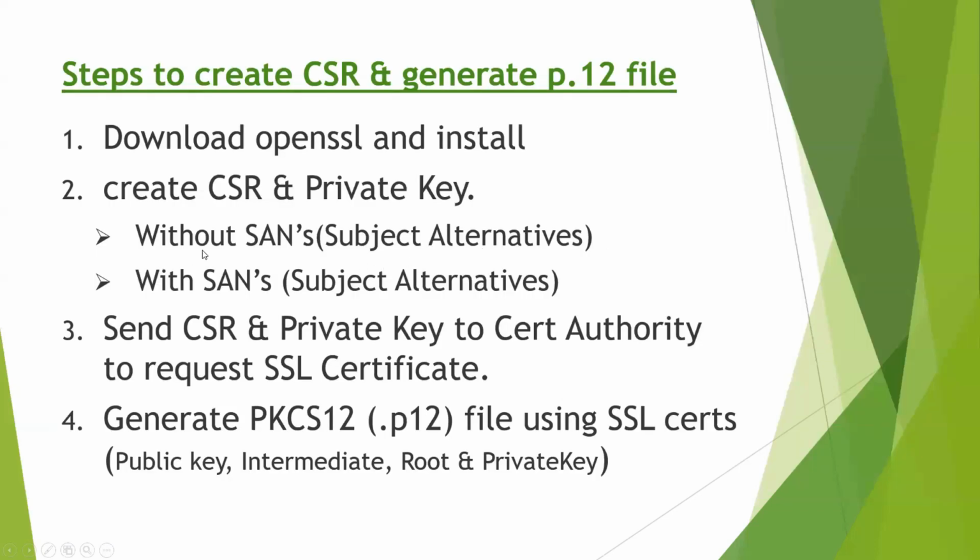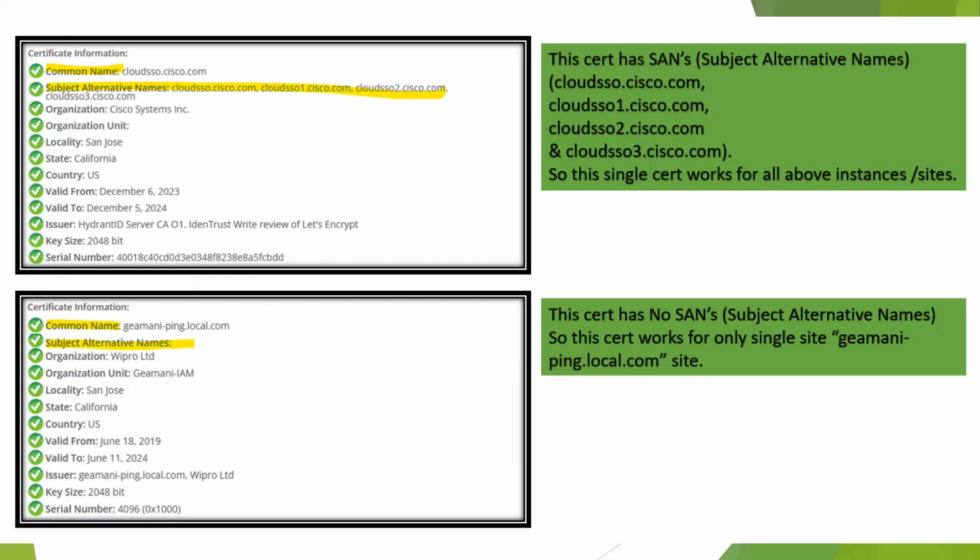Without SANs means that the certificate you are requesting will be only for one domain. For example, as shown in the bottom screenshot, the certificate is created only for gmoney-ping.local.com. There are no SANs. That means this certificate works for only one domain or instance. If you see the top screenshot, where the certificate has SANs, that is CloudSSO1, CloudSSO2, CloudSSO3.cisco.com, so this certificate will work for 4 instances. That's the main advantage of SANs.